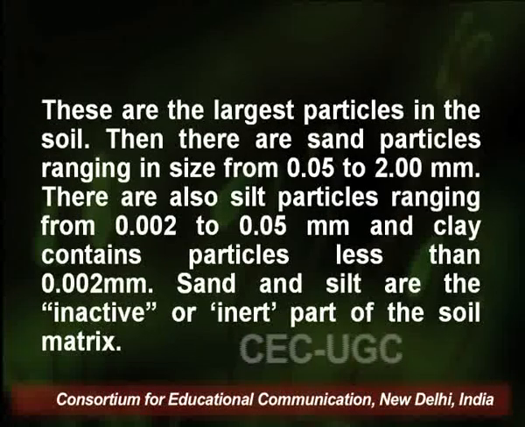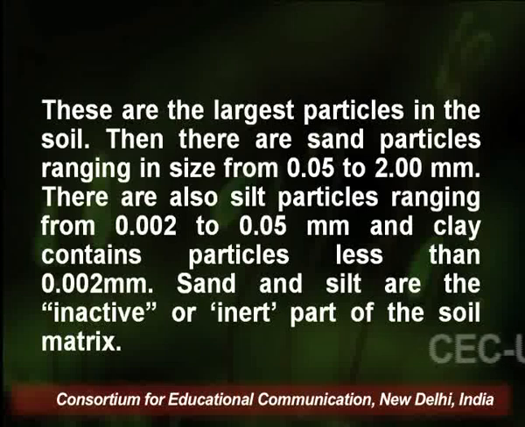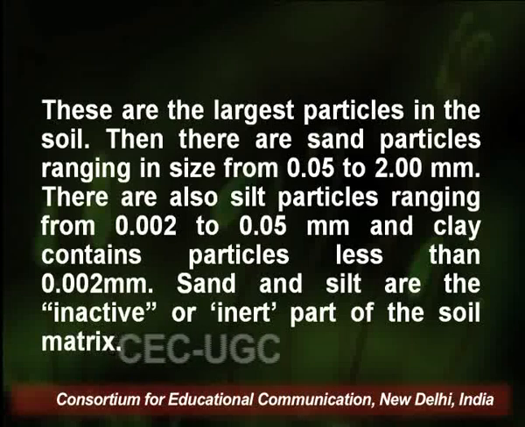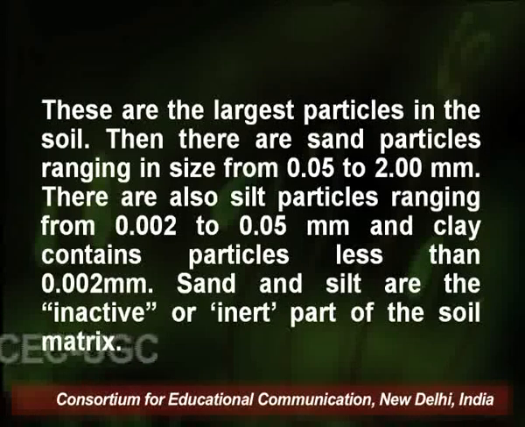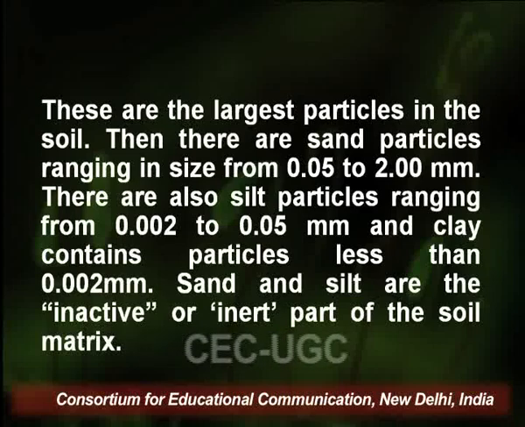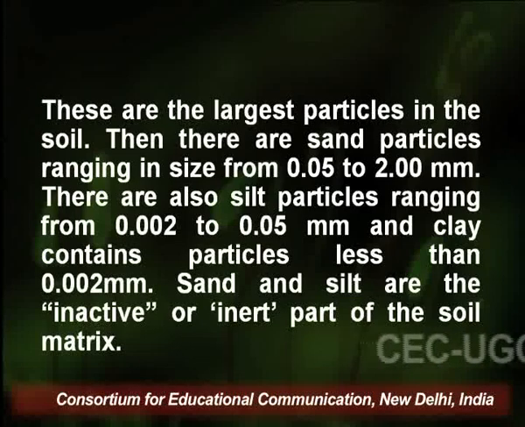Soil particles are of different sizes. Gravel consists of small, loose rock particles larger than 2 mm in size. Now these are the largest particles in the soil. Then there are sand particles which range in size from 0.05 to 2 millimeters. There are also silt particles in the soil which range from 0.002 to 0.05 millimeters, and then the clay, the finest particles which are less than 0.002 millimeters in size.